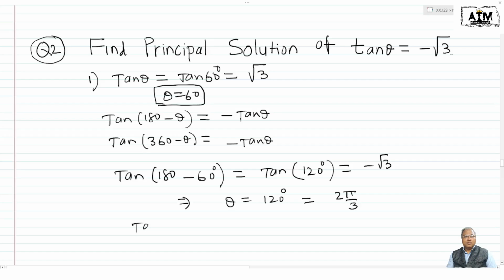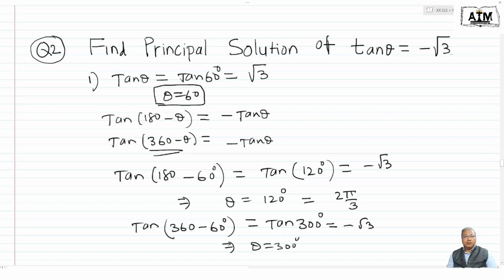And the second result is tan of 360 minus theta equals minus tan theta. So 360, and in place of theta write down 60 degrees, that is equal to tan of 300. Tan of 300 equals minus root 3, which implies theta equals 300 degrees, which can be written as pi by 3 multiplied by 5, that is 5 pi by 3.